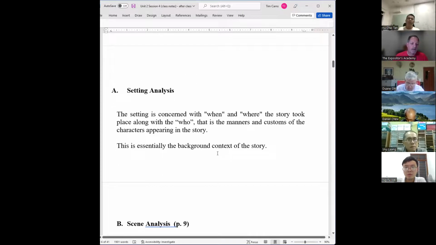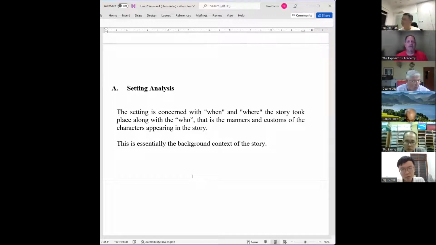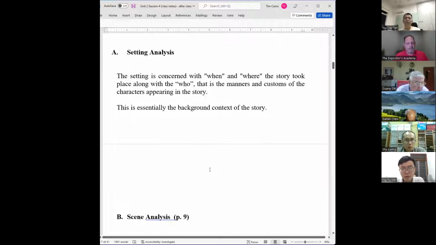All right. And so we started with understanding the setting analysis, and you can just think of that basically as the background of the story, the when and the where, and then also in a sense the who. That is the background, the culture of the characters that are involved in the story. So we want to understand where the story happened, when it happened, and also who is involved in the story. That's part of the setting analysis.